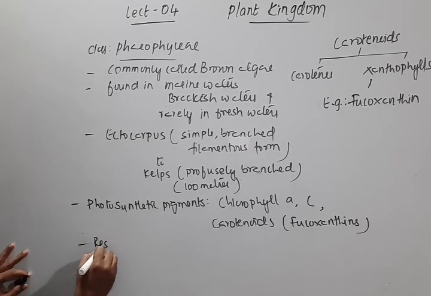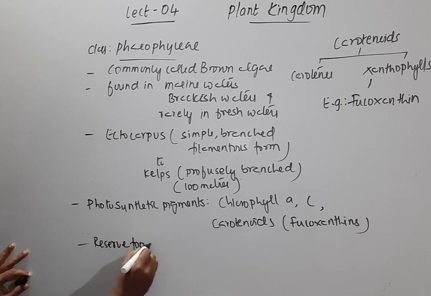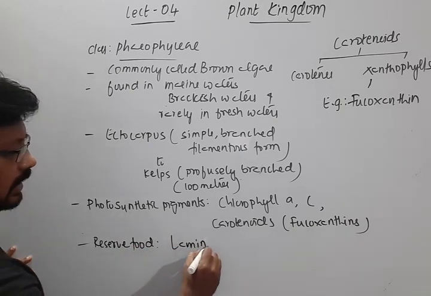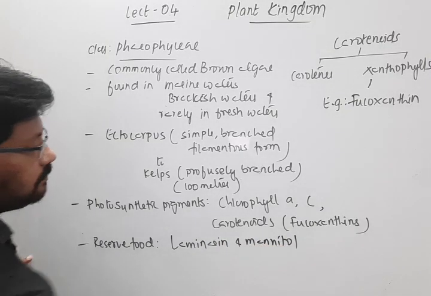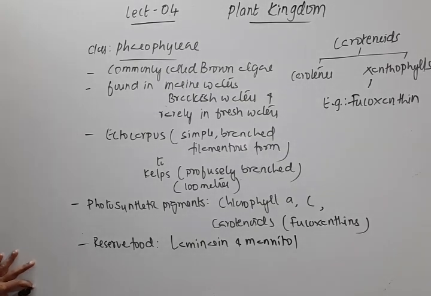The reserve food. So here the reserve food will be in the form of laminarin and mannitol. So they are a source of carbohydrates. Okay, so they are actually polysaccharides. The laminarin, of course, is a polysaccharide which comes under carbohydrates.